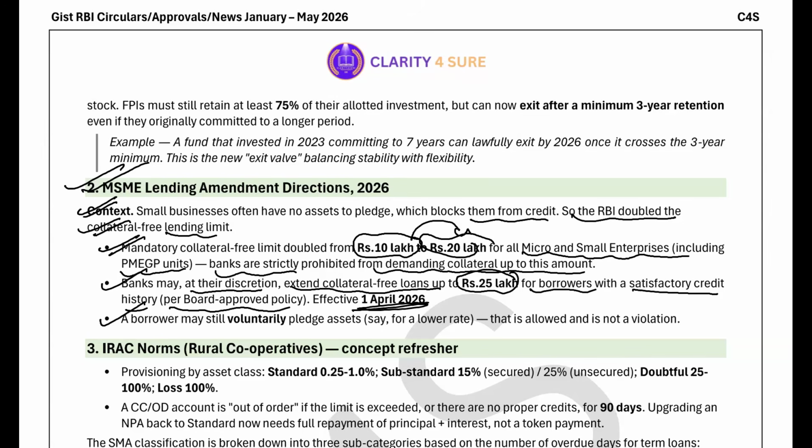Now a borrower may still voluntary pledge assets, say for a lower rate. That is allowed and it is not a violation. Is it clear?